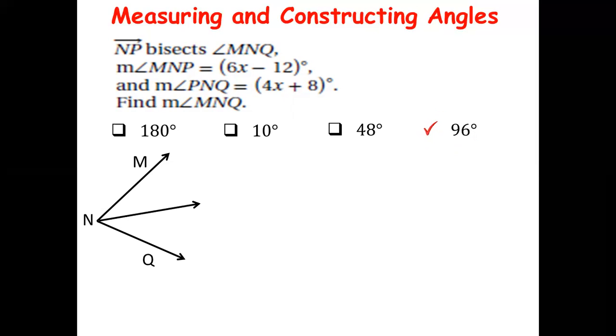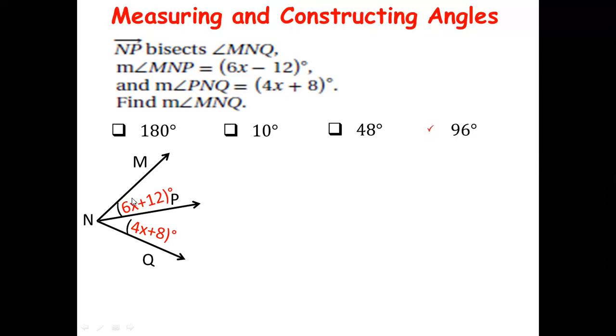So they said NP bisects, which means it is going to be a line which is going to divide the angle into equal parts. Okay. So angle MNP, that is this angle, is 6x minus 12 degrees, and angle PNQ is 4x plus 8 degrees. So this is how your figure should look, right? Rather than reading the words, it's better to show it in a picture. Right, so we have to find angle MNQ. So you have to find the complete angle.